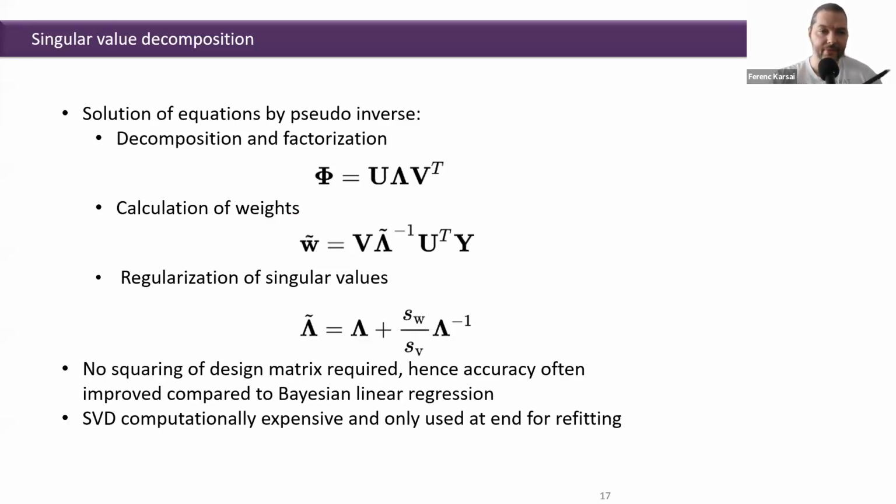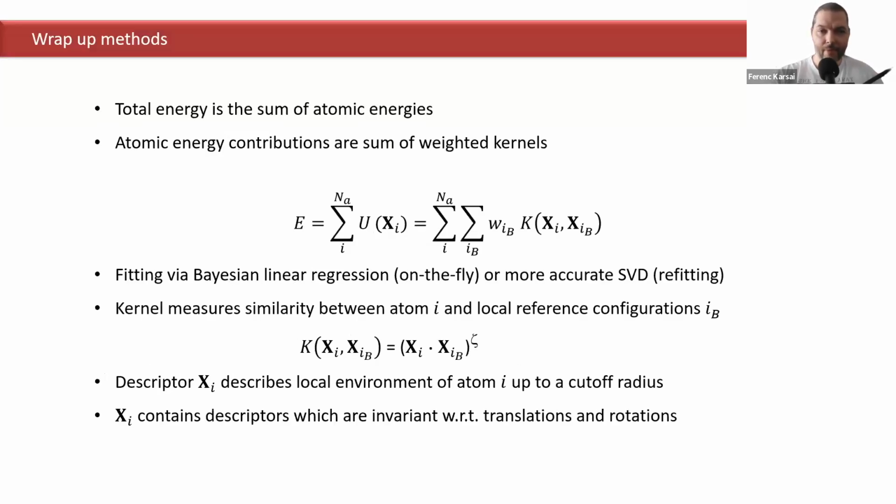Another nice thing is that we can also involve regularization here by regularizing these singular values with this here. The drawback of this method, of course, is that it is computationally much more expensive since we have to do a singular value decomposition. Hence, we only use it once at the very end of the training, where we refit the data and obtain the final force field. So with that, I want to wrap up what you heard until now about the employed methods in VASP.